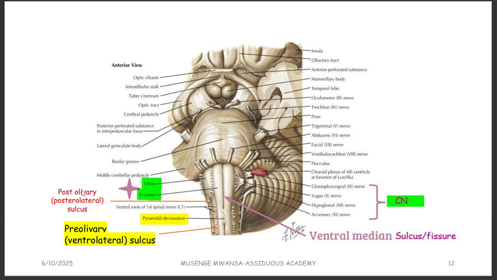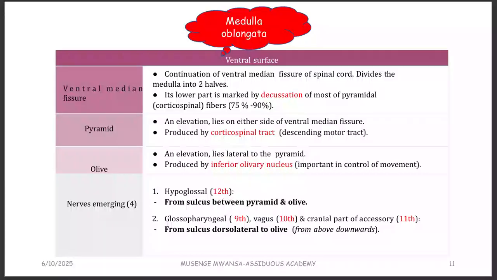And then there is also a sulcus just behind the olives. We call it the post-olivary sulcus. It's also known as the posterolateral sulcus because it is at the back on the side. Okay, so it's important for us to understand that.